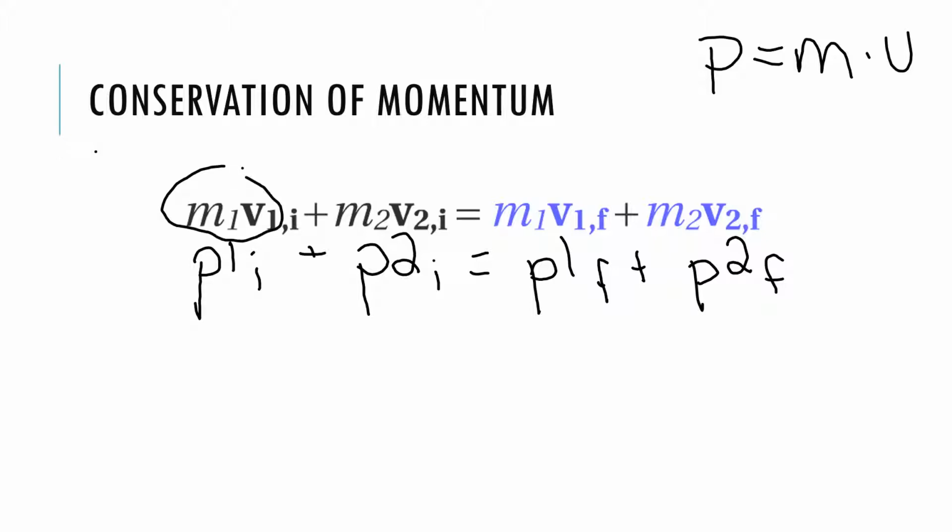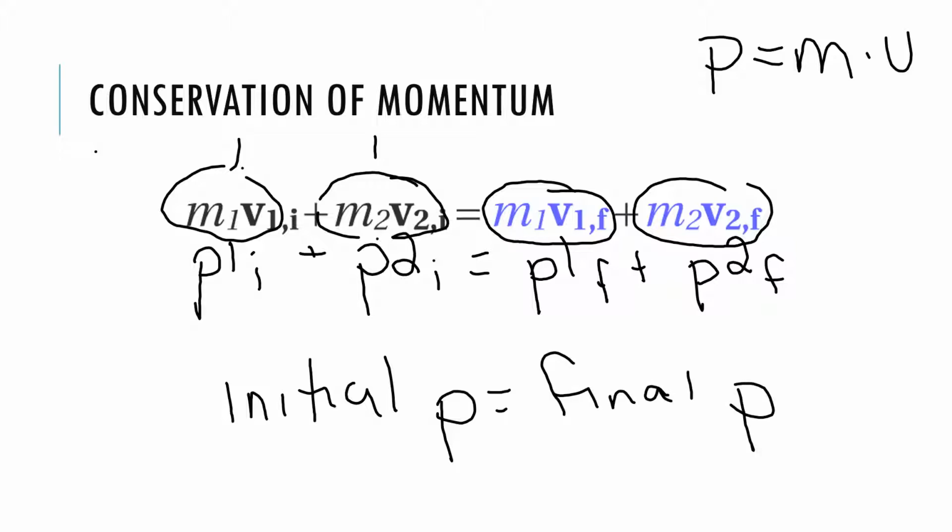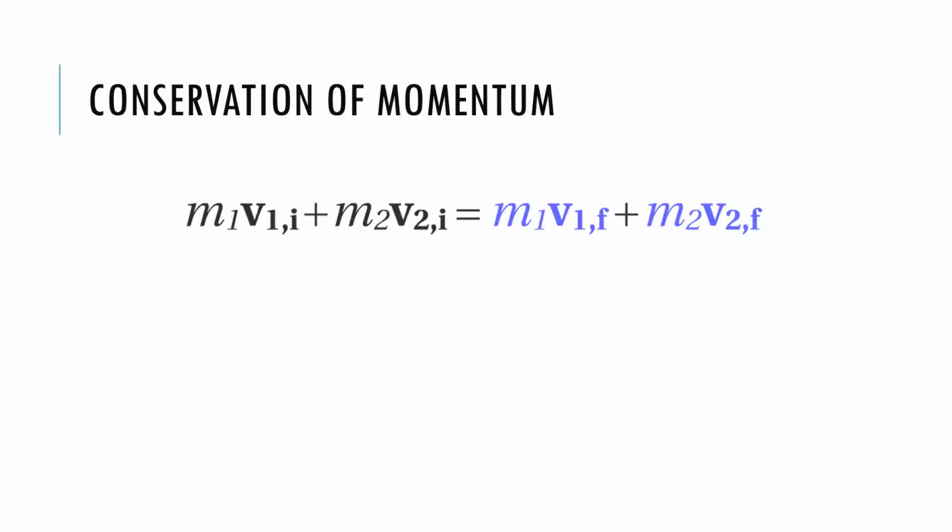It's just the momentum of object 1 and the momentum of object 2 before, so our initial momentum, and then we have our momentum at the end. Remember, F means final. The initial is going to be equal to our final momentum. That's all that equation is saying. So not as scary as it might look. Again, our total initial is equal to our total final.